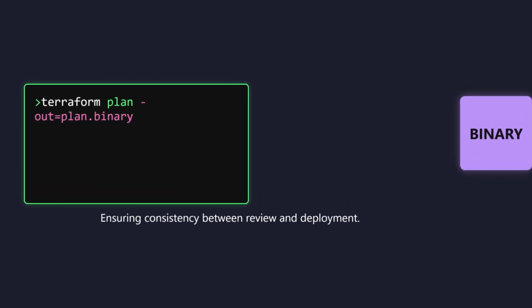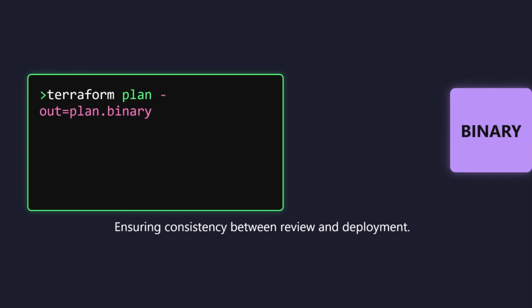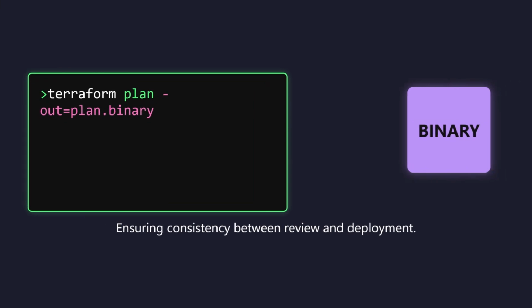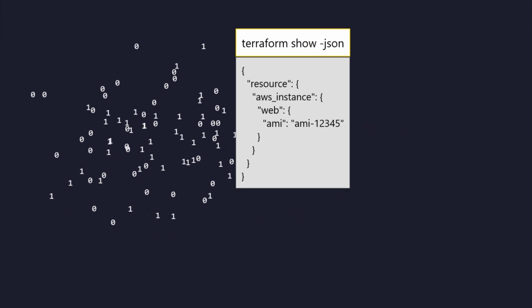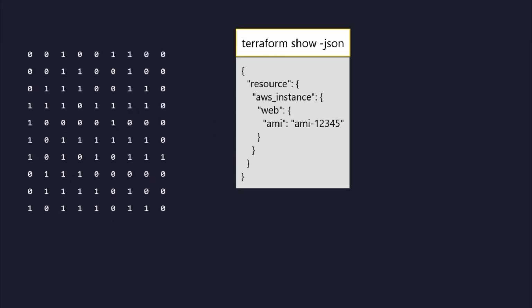Execute the plan command with an output flag to create a binary file. This file captures the exact changes intended, preventing any discrepancy between what is reviewed in the pull request and what is eventually applied. Raw binary plans are not human-readable or easily parsed by tools. Use the Terraform show command with the JSON flag to convert the binary plan into a structured format for automated analysis.